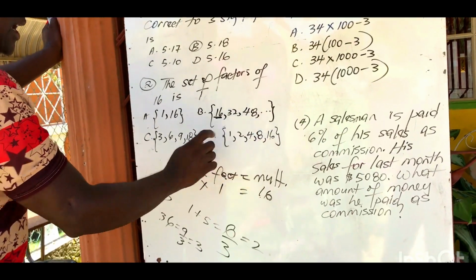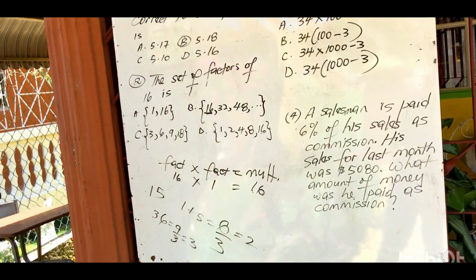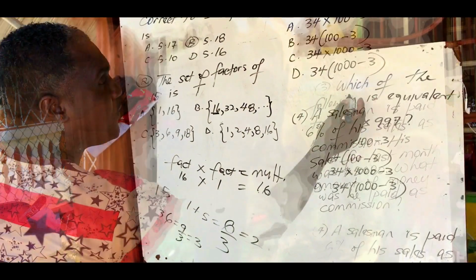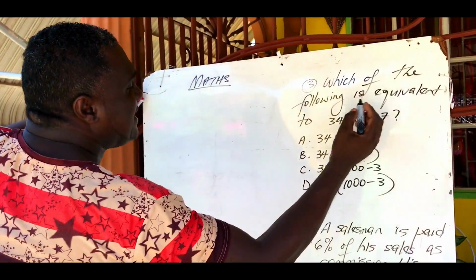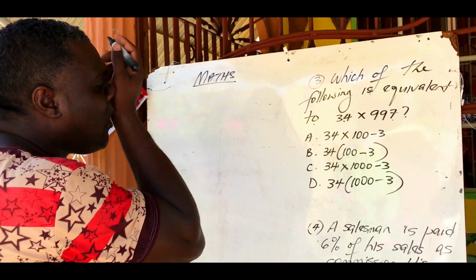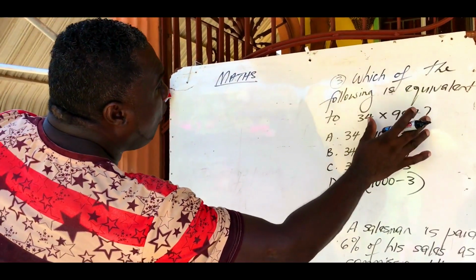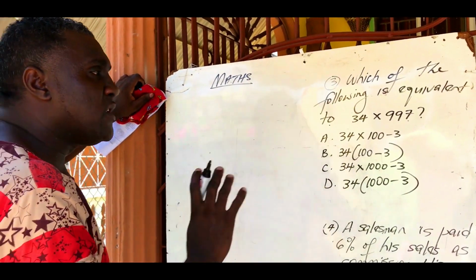2 can go into 16 8 times, and 4 can go into 16 4 times. So these are all the factors of 16. Now, which of the following is equivalent to 34 times 997? Equivalent here essentially means having the same value, even though the form may look different.